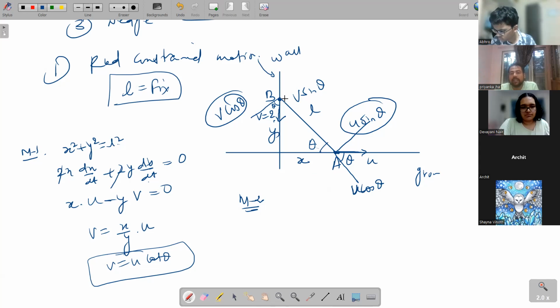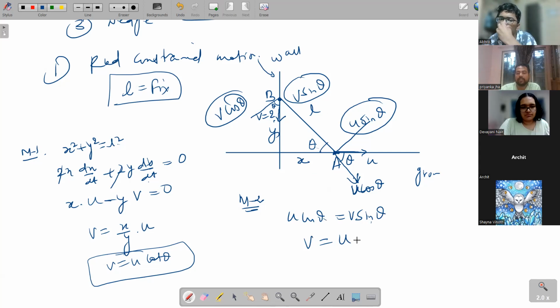Now see, at point A, u cos theta is trying to increase the length of AB, and v sin theta is trying to decrease the length of AB. But as per the rod constraint, the length should be fixed. The length can neither be increased nor decreased. It means that the velocity of approach and velocity of separation must be 0. It means that u cos theta must be equal to v sin theta. So v is u cos by sin, that is u cot theta.